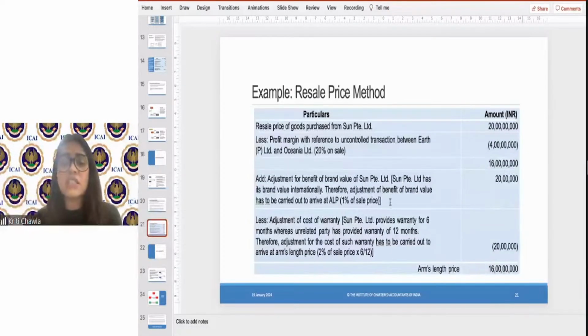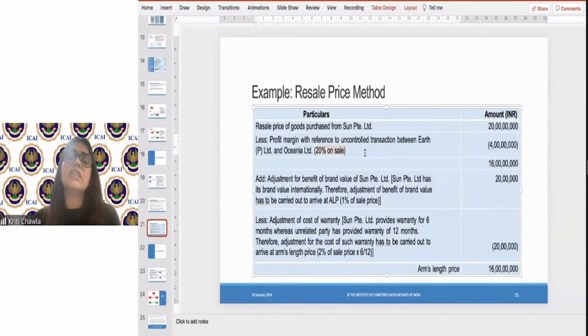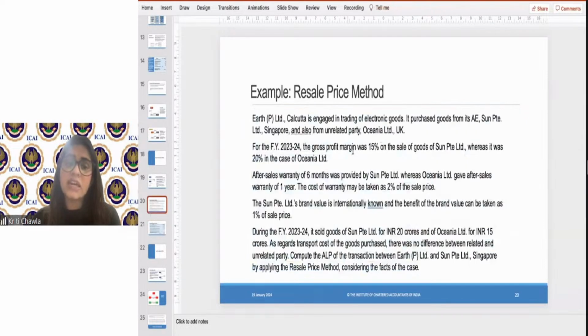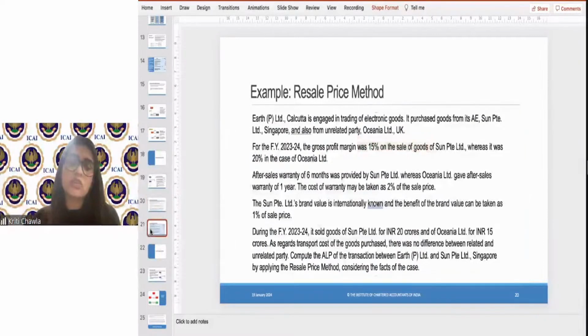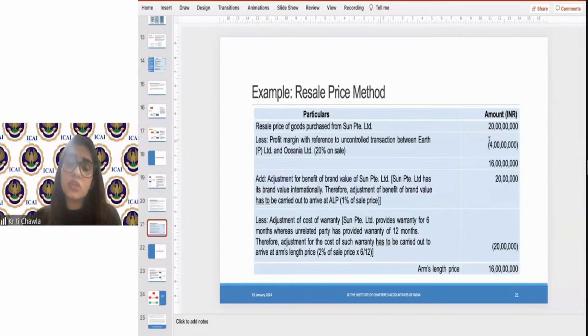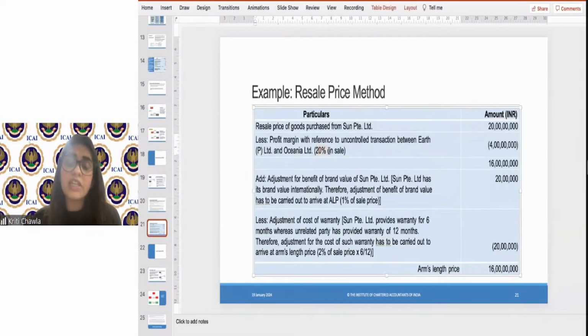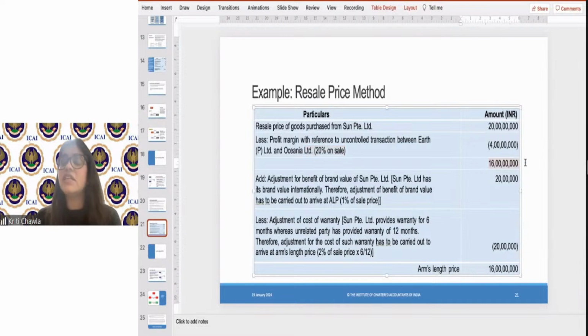Now the question says 20% is the arm's length margin, and these guys were actually charging 15% in the related party situation. So if we had deducted 15% out here, it would have been wrong because 15% is not the arm's length margin. We need to deduct the arm's length margin from the resale price, and only then we'll get the transfer price that would have happened. That was the correct arm's length price between Sun and Earth in this particular situation.